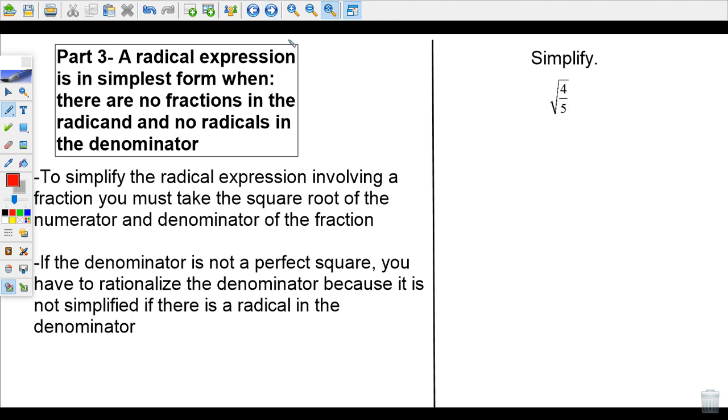Now, the question has to come up, well, what if they're not perfect squares? Well, we just simplify the radicals like we normally would, like we learned in part 1 and part 2. Break it up, make sure there's no perfect square factors under the radicand.